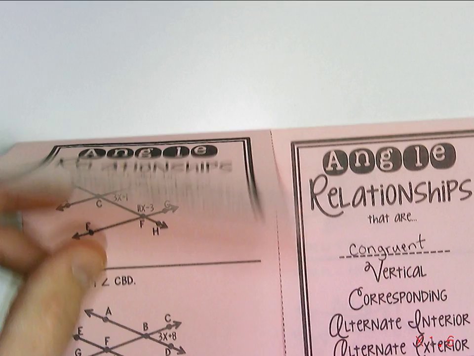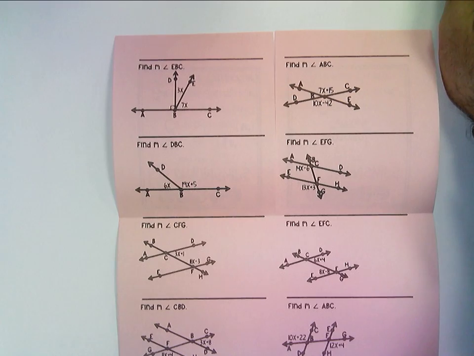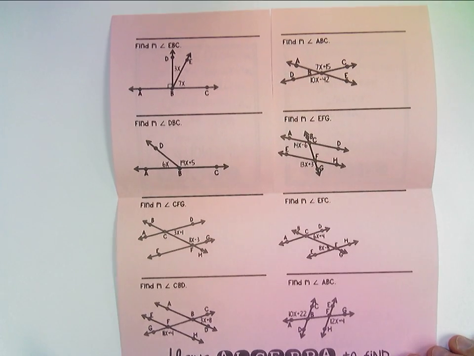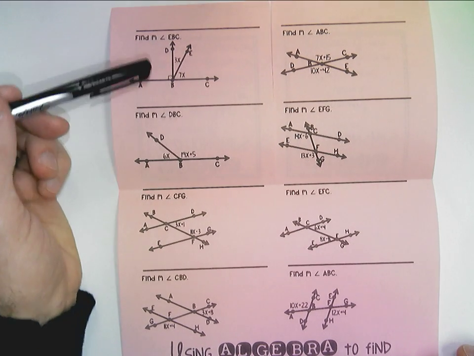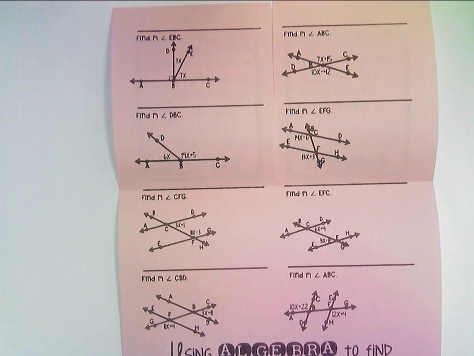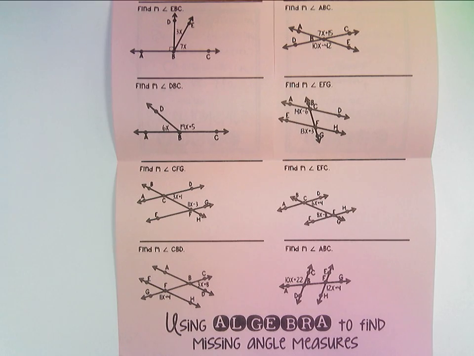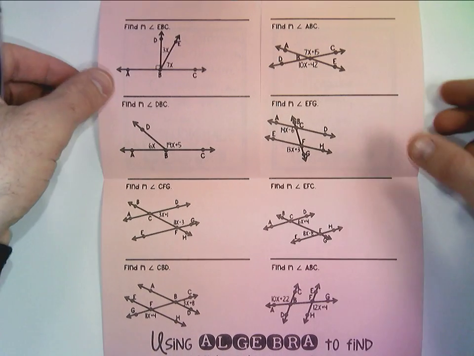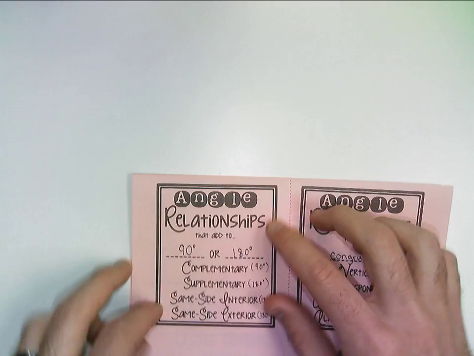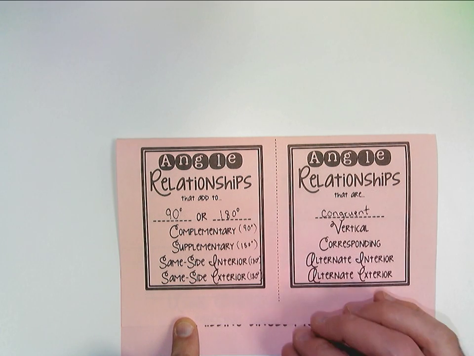of angle relationships. So as you see inside, there are, zoom out here real quick, there are 8 examples that are within this little foldable here. So 1, 2, 3, 4, 5, 6, 7, 8. I'm going to do 2 examples from each side, and then I'm going to have you try 2 examples as well on your own, just to make sure that you have the hang of this idea, topic, whatever you want to call it. So first and foremost, let's start under the flap of angle relationships that add to 90 degrees or 180 degrees.